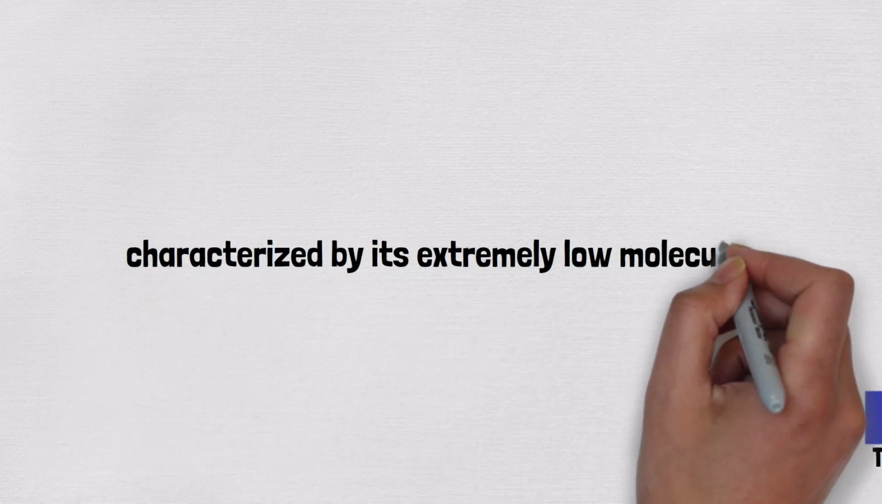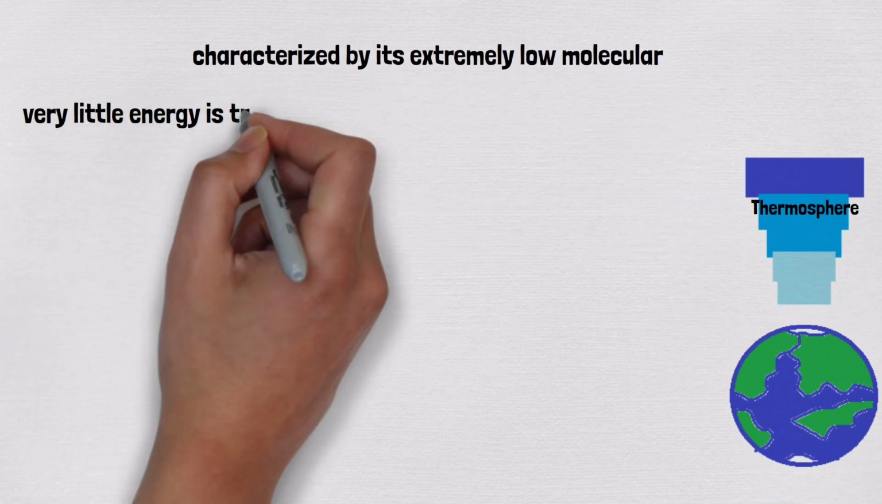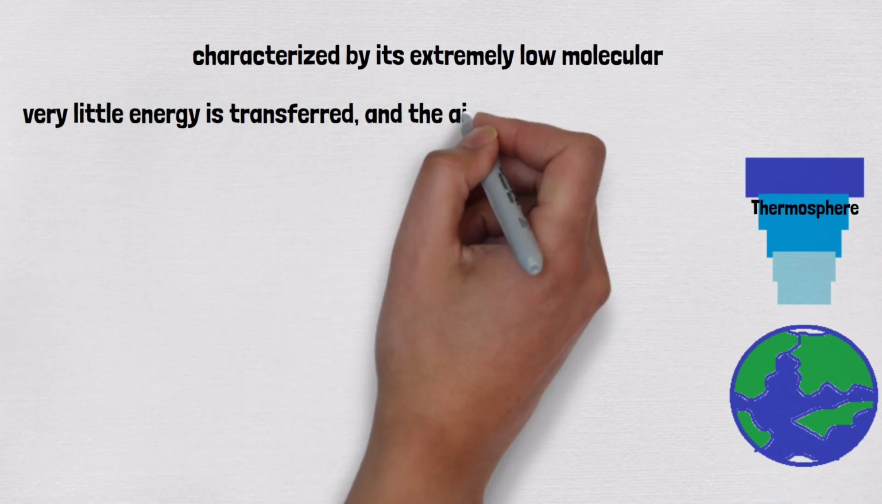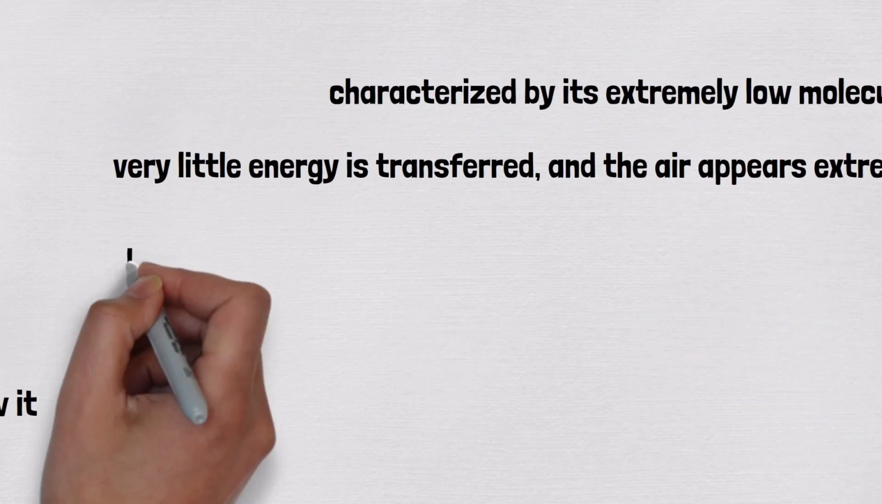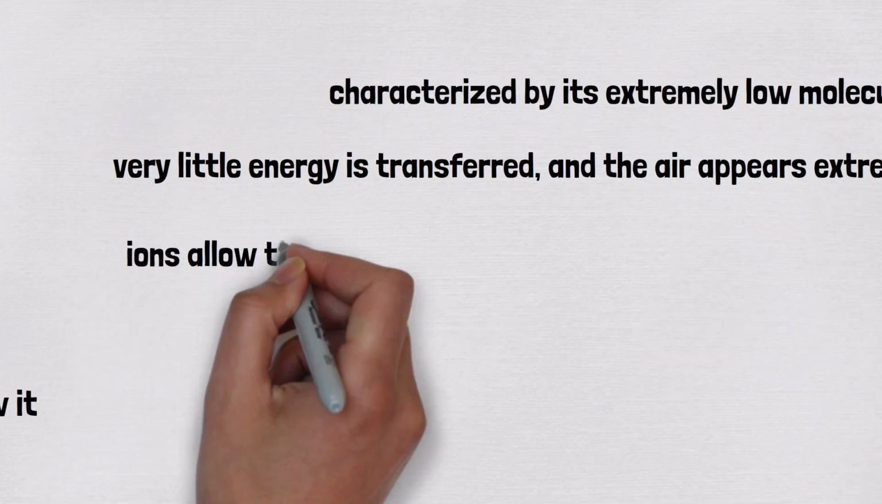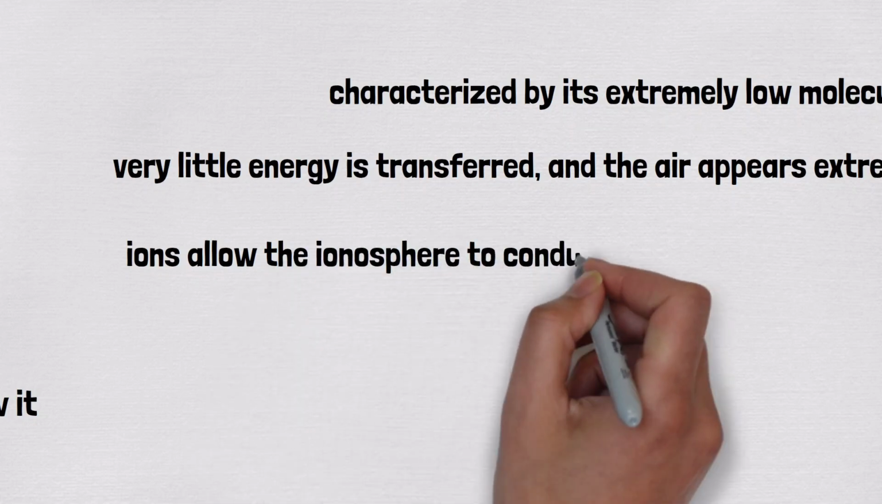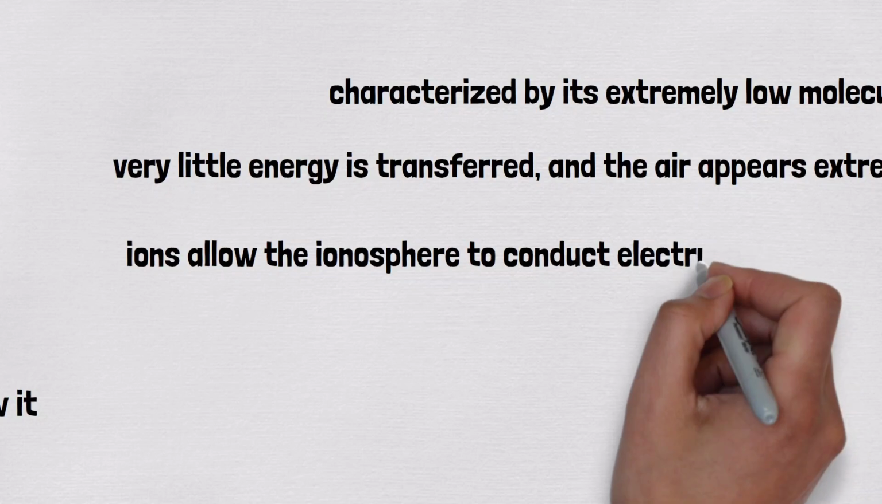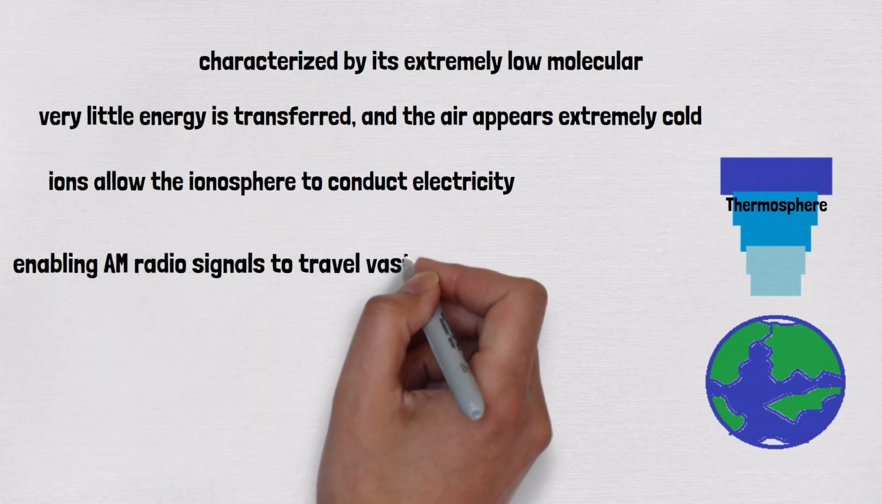Within the thermosphere lies the ionosphere, so named because solar radiation ionizes its molecules, turning them into positive ions. These free electrons and ions allow the ionosphere to conduct electricity. At night, radio waves can bounce off the ionosphere and return to Earth, enabling AM radio signals to travel vast distances from their source.